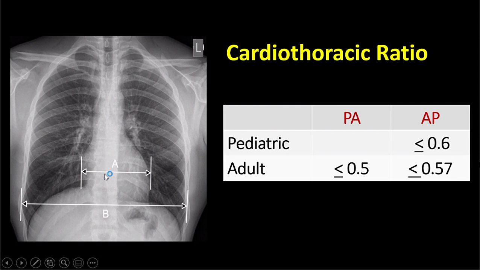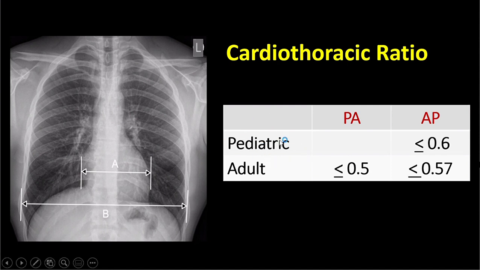So let's say you have the distance of the heart is A. Let's say the distance is 12 here. Then here the measurement, the width, would be 24. That means 12 divided by 24, you have 0.5 cardiothoracic ratio. So the cardiothoracic ratio is actually interpreted using a decimal, no? So it's either 0.5, 0.54, 0.6, 0.67.